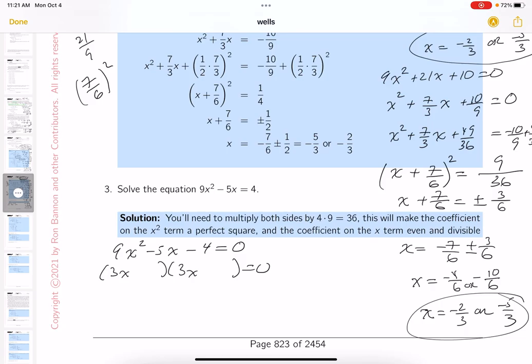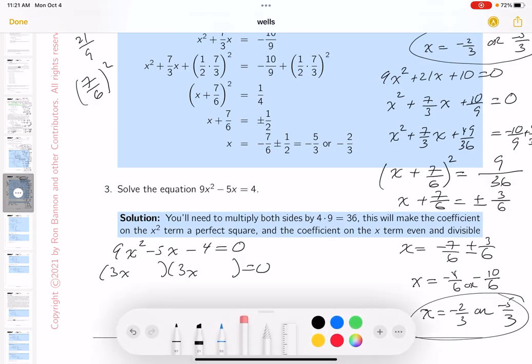Let's see. No, that's not going to give it to me, is it? Let's try something different. Get my eraser out. And don't be discouraged by trying. And there is a problem with factoring, by the way. Let's try something different.